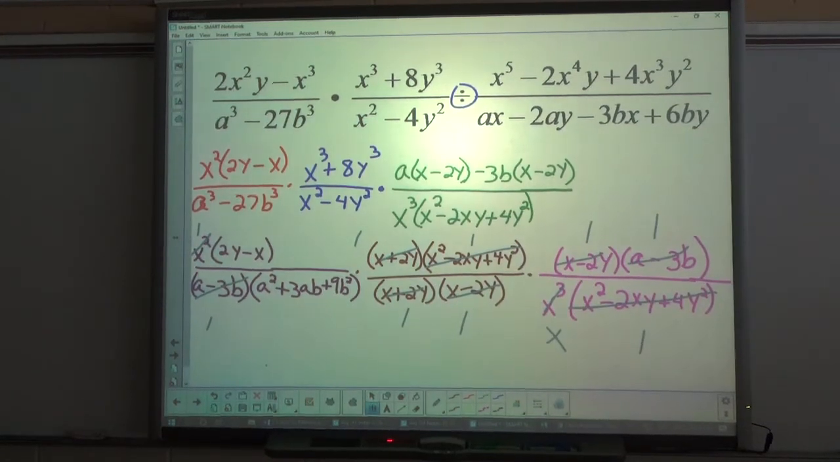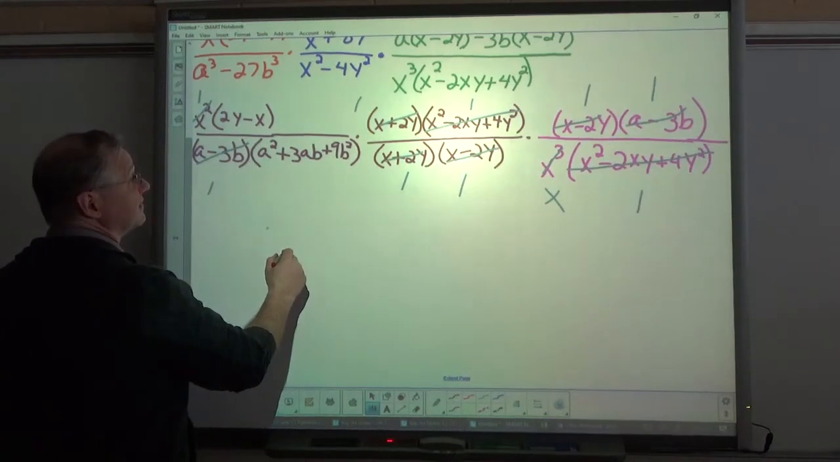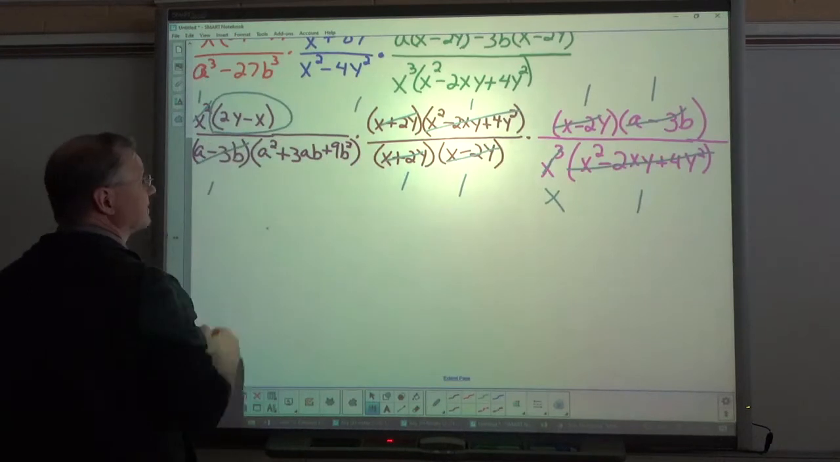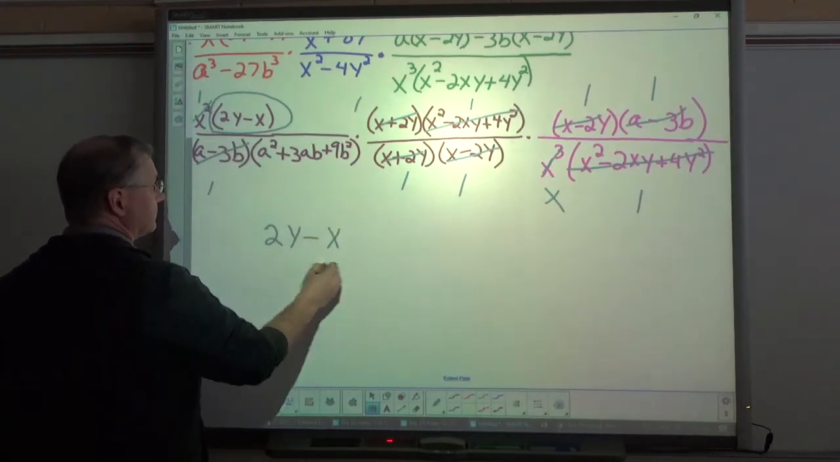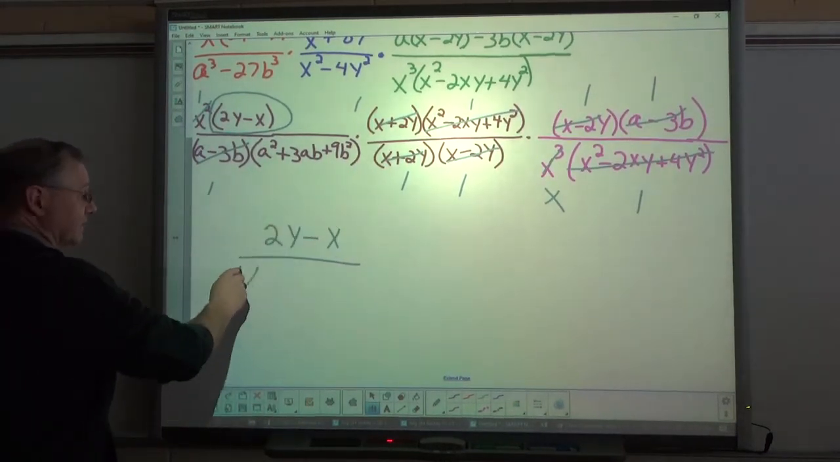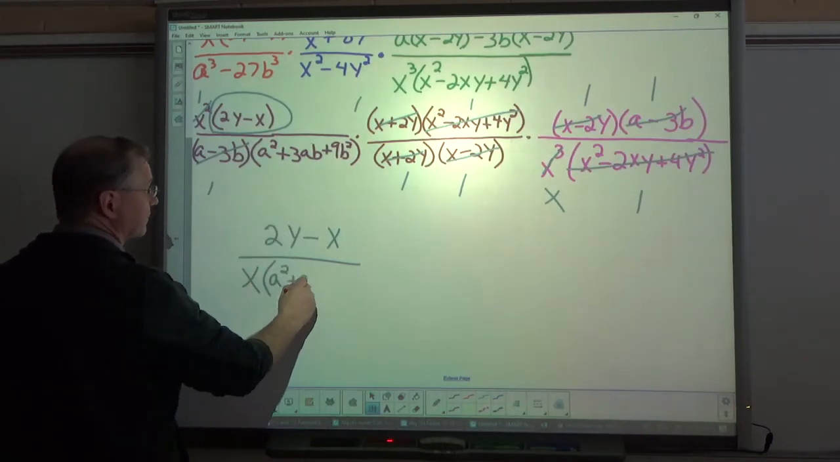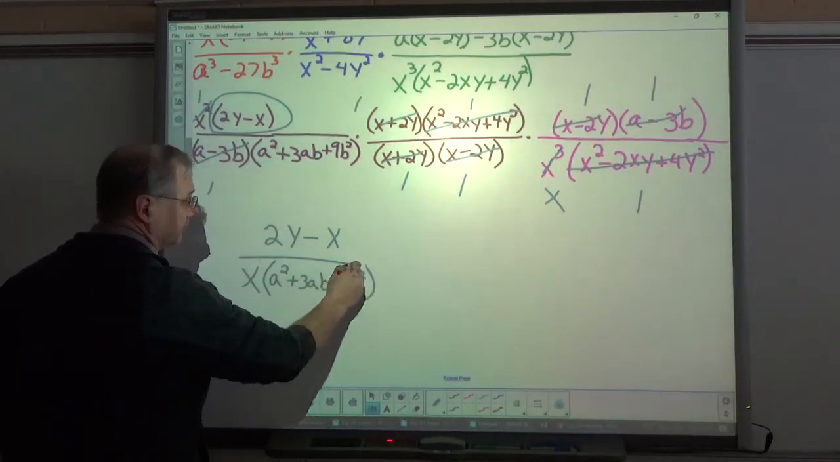That first equation only has an x in the bottom. The other, everything. That one, I'm pretty close to done. So I've got, let's see, other than 1's on top, this is the only thing not factored out on top. So 2y minus x. And on bottom, I've got the x. And this expression, a squared plus 3ab plus 9b squared.